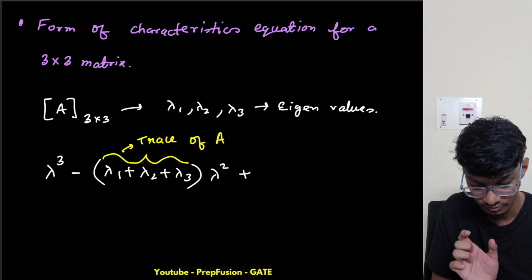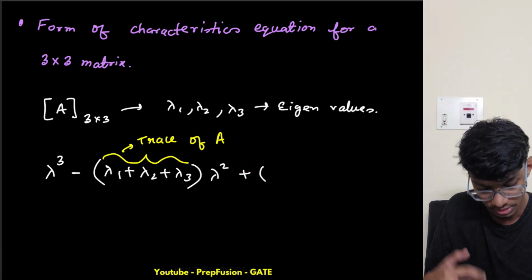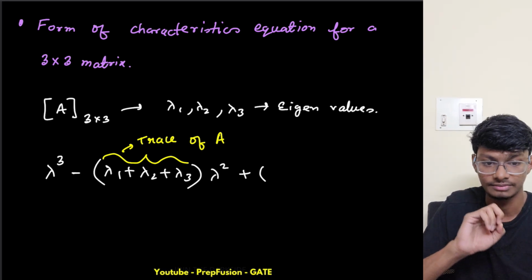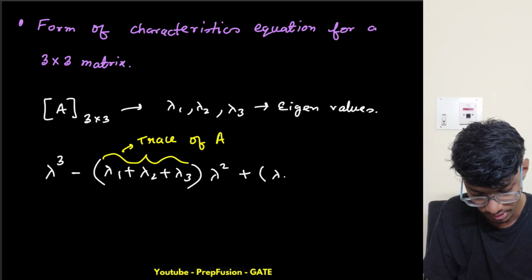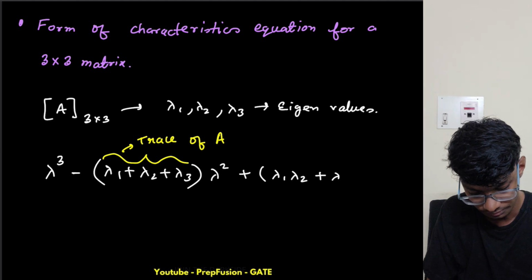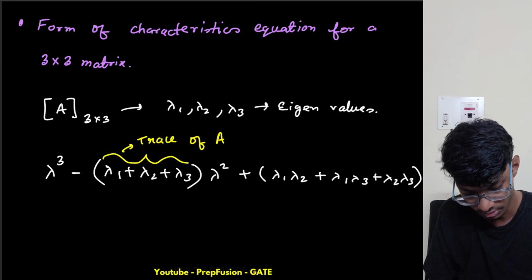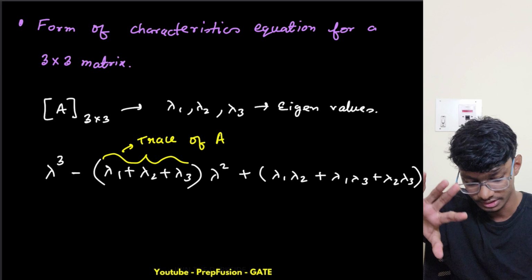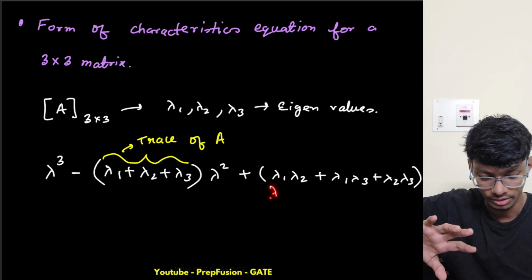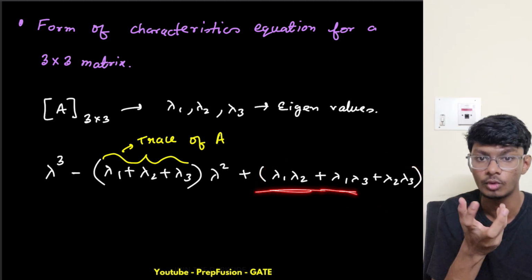Now what is the next term? The next term will come with a plus sign, and this is basically the product of the eigenvalues. But this time, not all of the eigenvalues at once, the product of two eigenvalues. This will be lambda 1 times lambda 2 plus lambda 1 times lambda 3 plus lambda 2 times lambda 3. Not repeating, right? We could have also written lambda 2 times lambda 1 here, but that would have been repeated. Simply the three terms, the product of two eigenvalues.